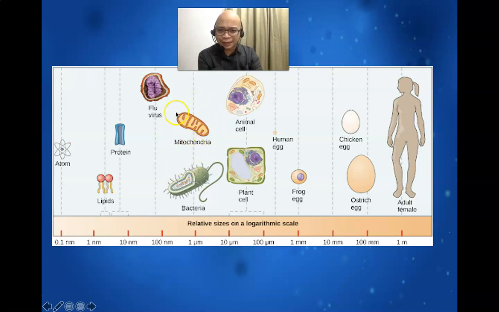But viruses are even much smaller than bacteria. Whereas the plant cell is between this scale, a frog egg is between this scale, and this is the ostrich egg, an adult female. So you can just imagine the size of bacteria relatively compared to other cells.